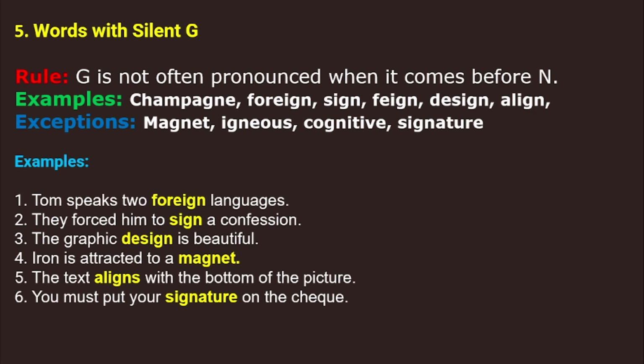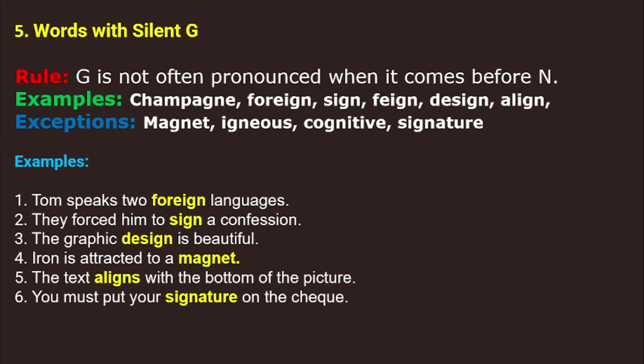Let's look at the fifth words with silent G. Rule: G is not often pronounced when it comes before N. Let's look at the examples. Champagne, foreign, sign, feign, design, align. Now let's look at the exception words. Magnet, igneous, cognitive, signature.